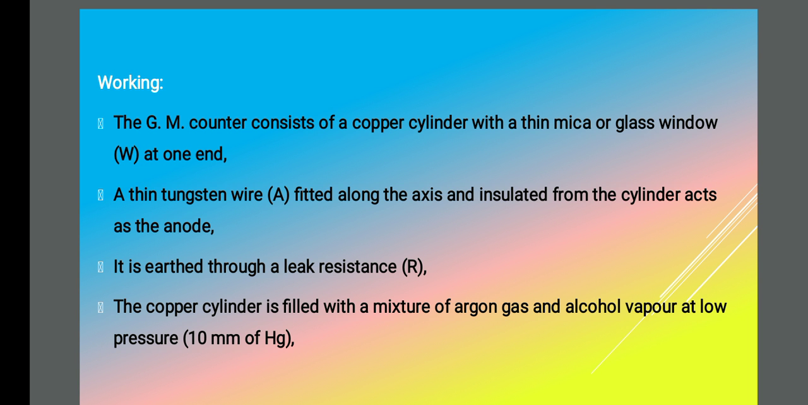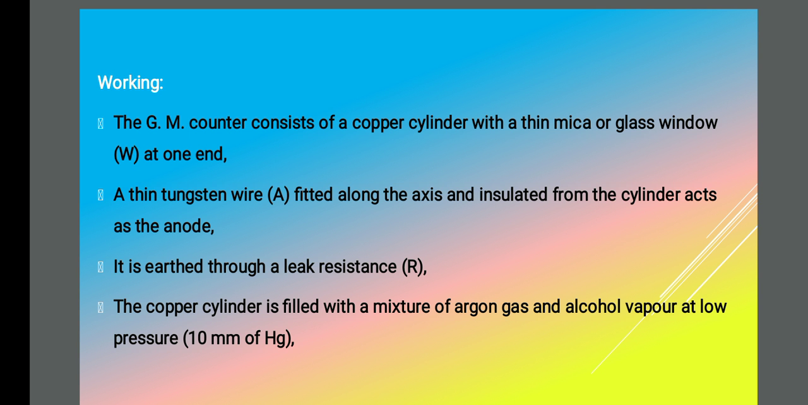Yes, I'll repeat. The GM counter consists of a copper cylinder with a thin mica or a glass window at one end, and a thin tungsten wire A fitted along the axis and insulated from the cylinder, which will act as the anode, and it's earthed through a leak resistance R. The copper cylinder will act as the cathode. Is it okay? The copper cylinder is filled with argon gas and alcohol vapor at low pressure.